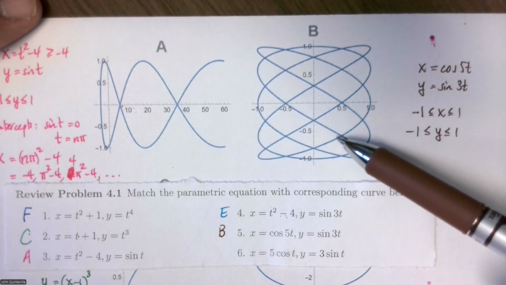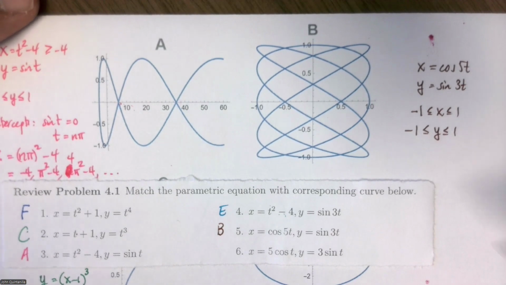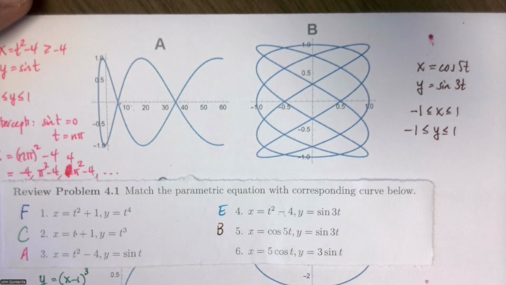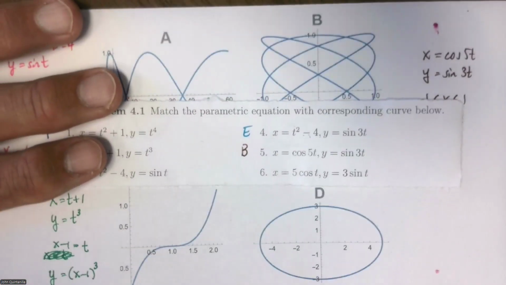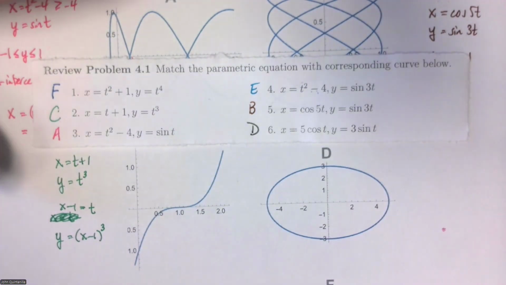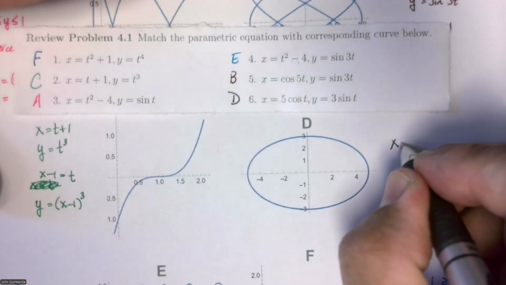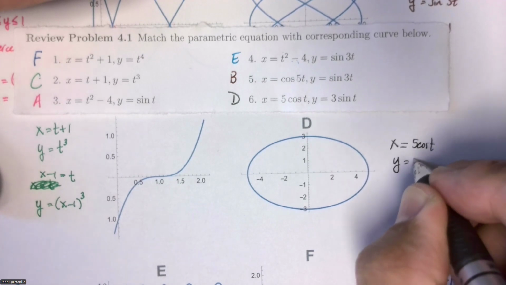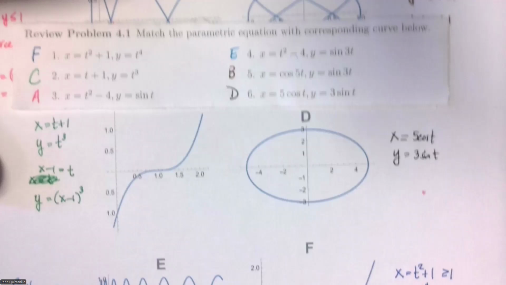Now, this is a very interesting curve. And you can actually get other types of curves like this by just playing with the numbers 5 and 3 and replacing the numbers 5 and 3 with something else. Okay, lastly, so by process of elimination, 6 will be D. So this is equal to x is equal to 5 cosine t, and y is equal to 3 sine t.